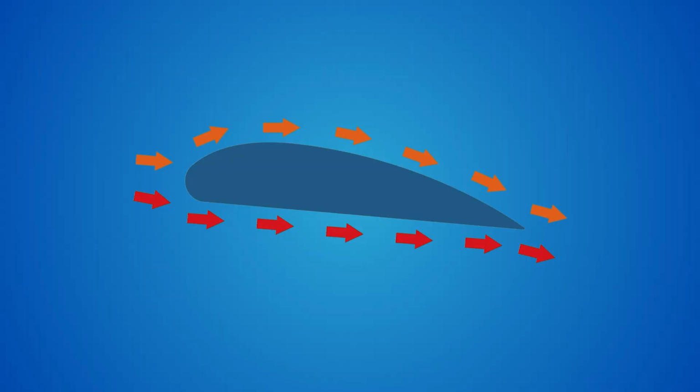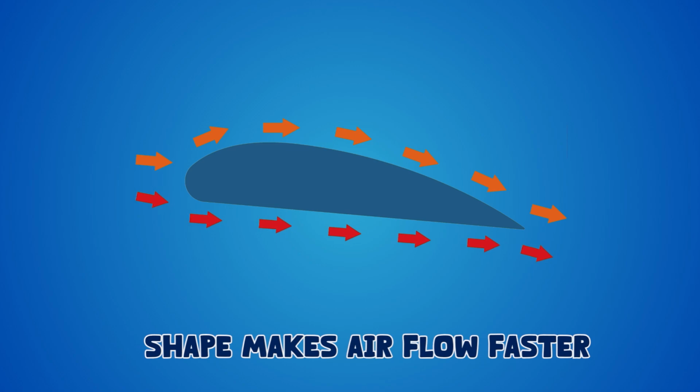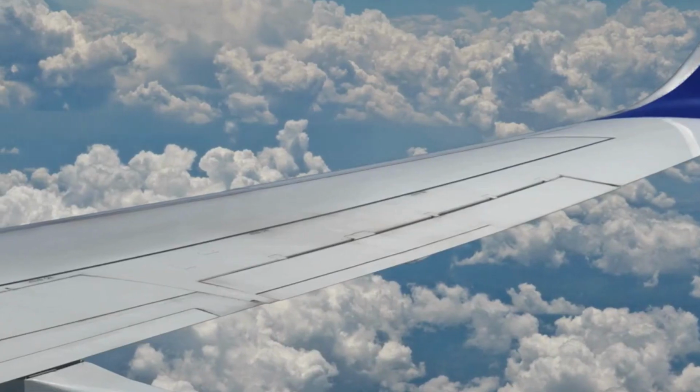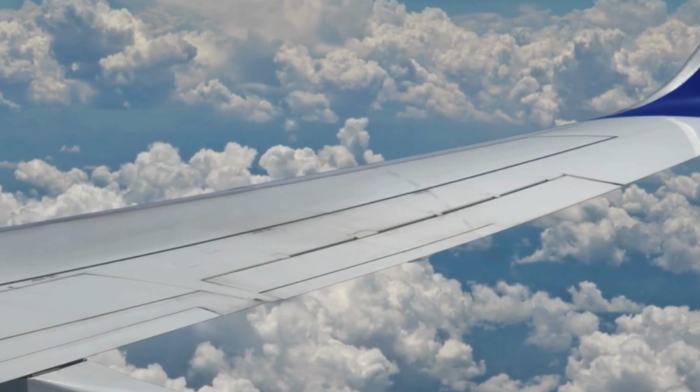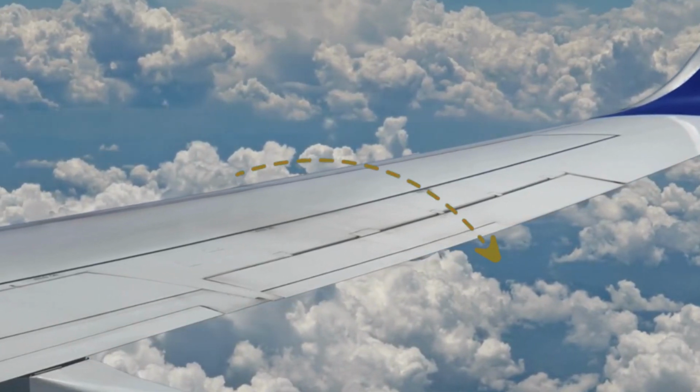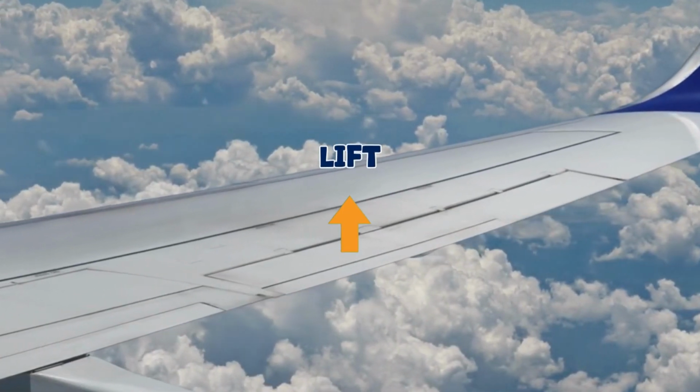Airplanes' wings are curved on top and flatter on the bottom. The shape makes air flow over the top faster than under the bottom. Have you ever sat in an airplane by the wings of the plane and noticed the air flowing quickly over the wings? It's this air moving above and below the wings that lifts the wings.